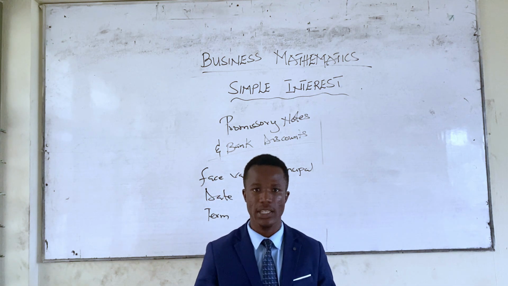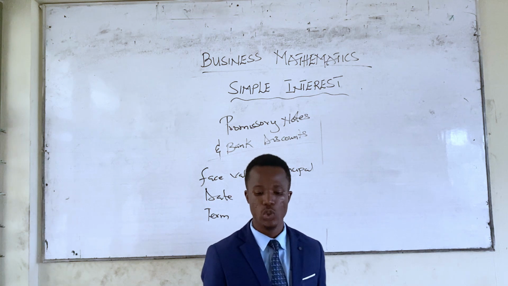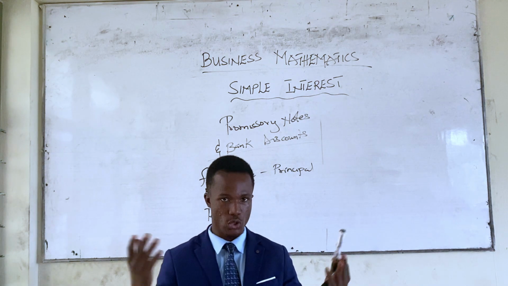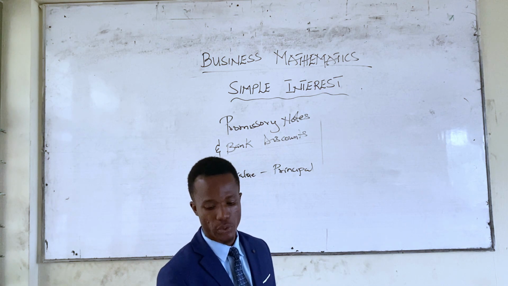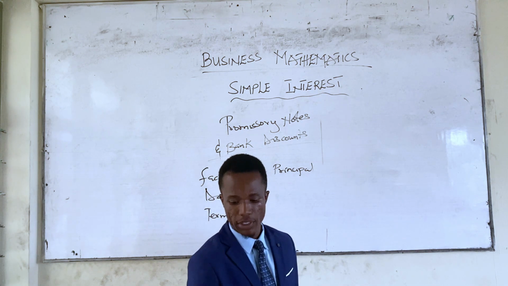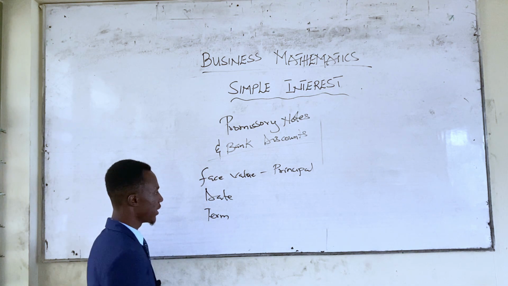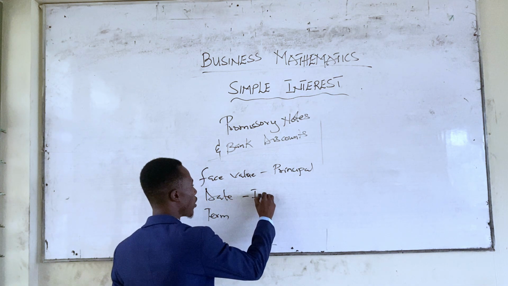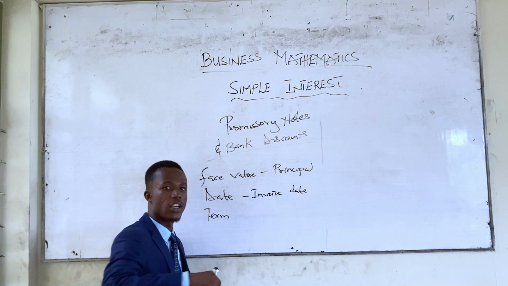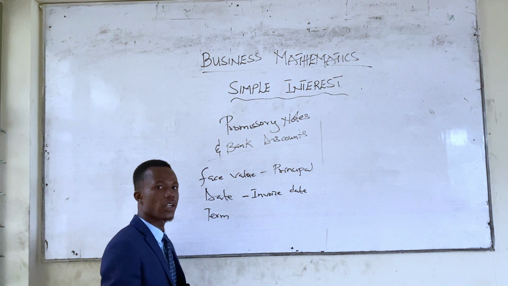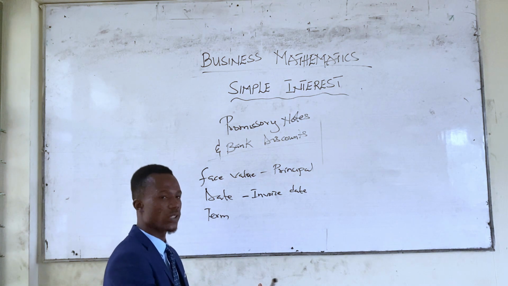The maker is the one making the note, or the borrower or the debtor. Then we also have interest rates. Then we have the maturity date, and the maturity date is the due date. This date is the invoice date. You can say the invoice date: the date that you borrowed the money or took the items.